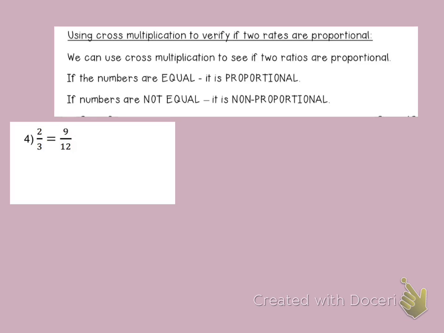So, using cross multiplication to verify if two rates are proportional. Here we can use cross multiplication to see if two ratios are proportional. If the numbers are equal, it is proportional. And if they're not equal, it is non-proportional. I like to throw in there that when looking at a graph also, the line passes through the origin. And we'll talk about that more in the future.